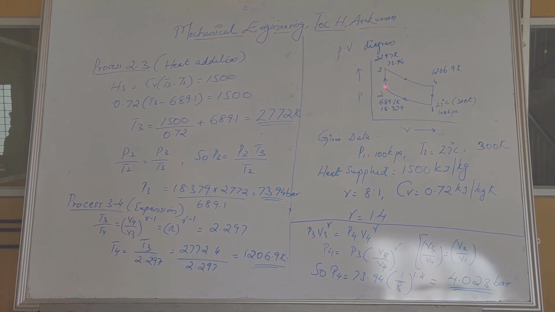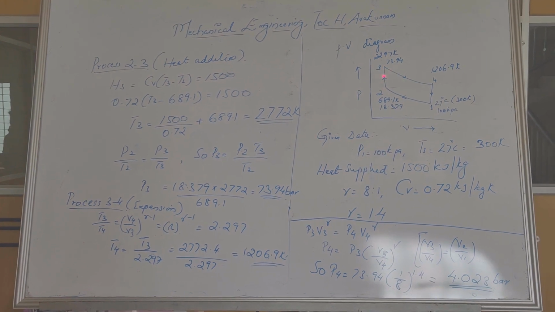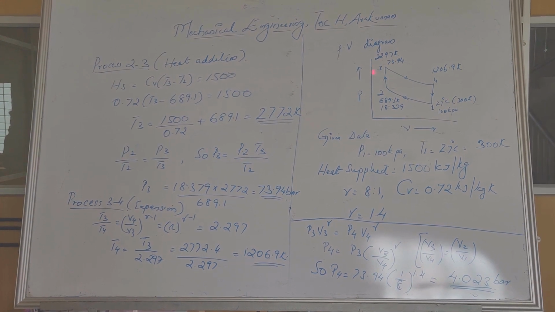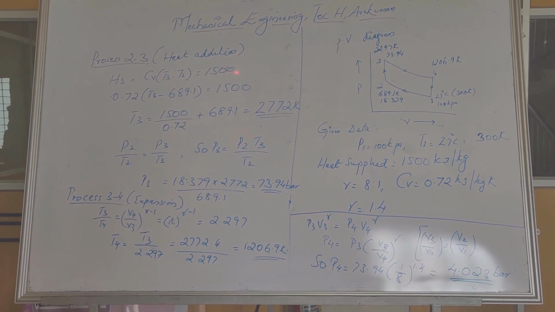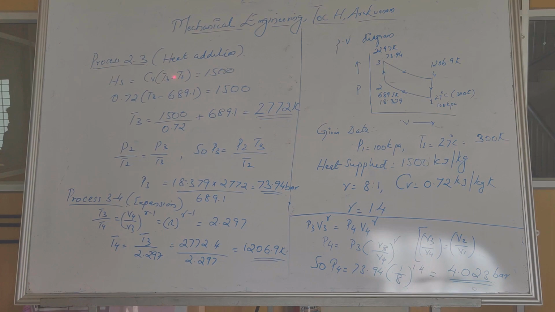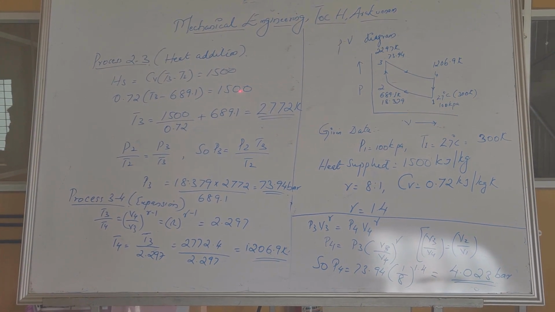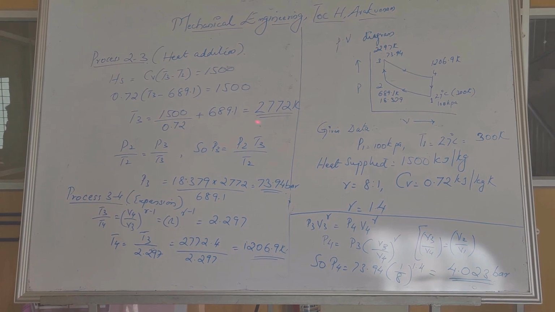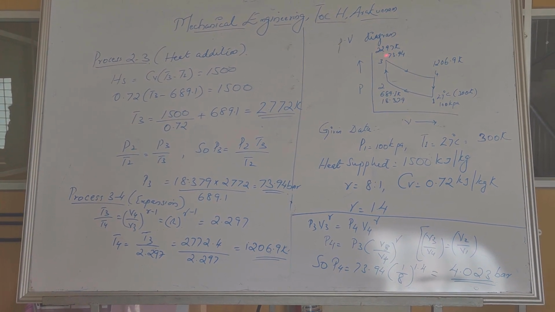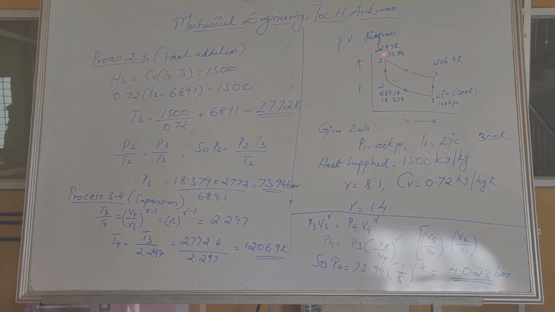In the derivation, we know that the heat addition is Cv into T3 minus T2, as the process is constant volume. Therefore, Cv into T3 minus T2 is 1500. The value of Cv is known to us, T2 is known to us, so now we can find T3. So 0.72 into T3 minus 689.1 is 1500. When we substitute the values, T3 will be 1500 divided by 0.72 plus 689.1. So the value is 2772 Kelvin. So the temperature at point 3 is 2772 Kelvin.